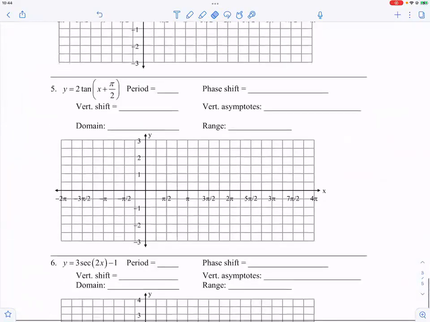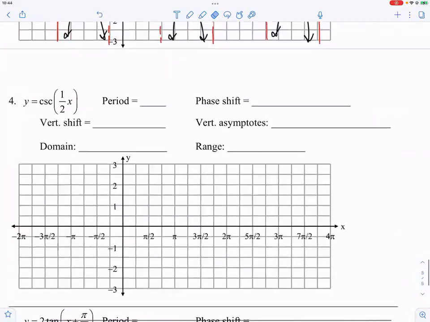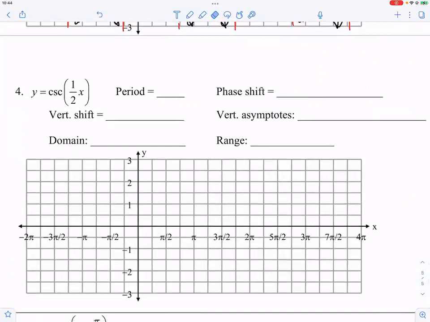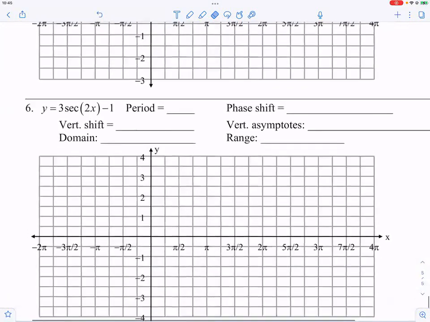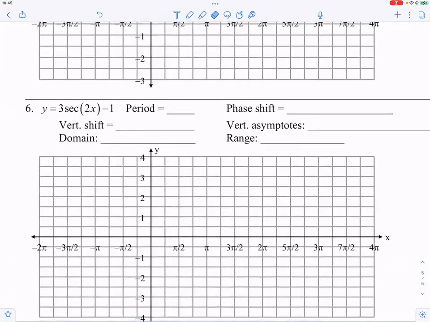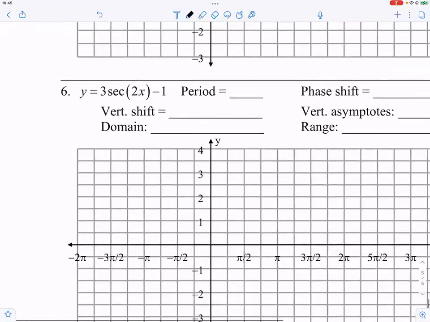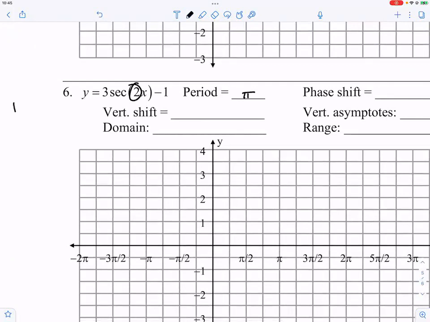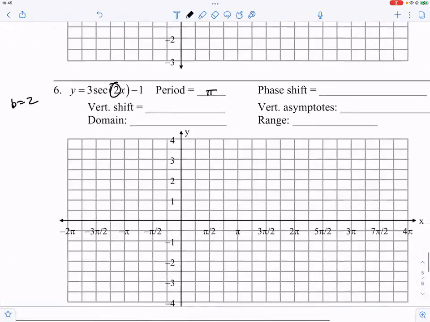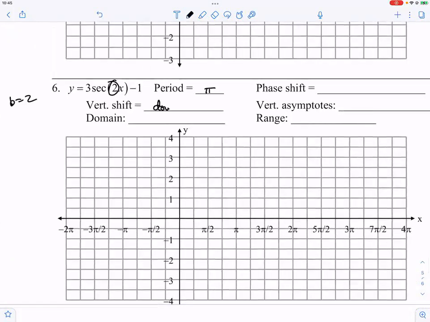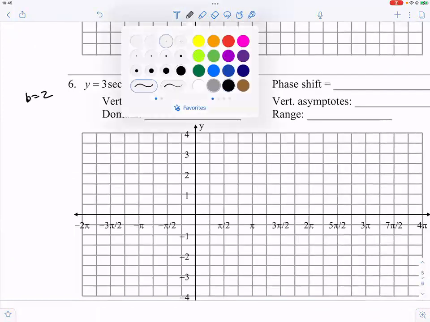All right. Now, let's go ahead and try out number 4. Actually, no, not number 4. Number 6. We'll do something like number 4 in a moment. Now this one is a bit complicated. So what's the period? Pi, because b is equal to 2. Okay, so we have a vertical shift down 1. And this is a secant.